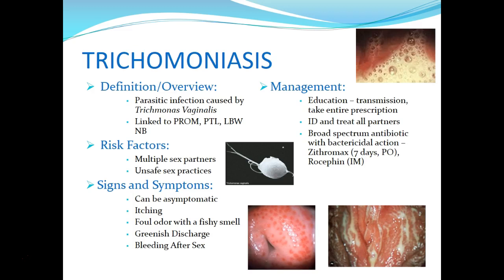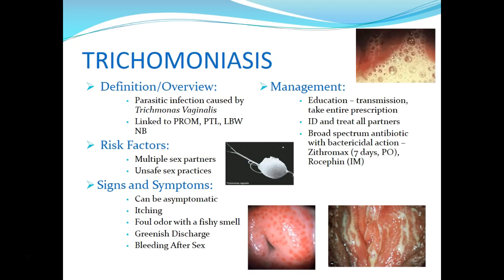Risk factors are the same: multiple sex partners and unsafe sex practices. This can be asymptomatic, but oftentimes you find that trich comes along with itching and a foul odor that has a very fishy smell. It has a very distinct, pungent smell. Sometimes there's a greenish discharge, and sometimes these people will have bleeding after intercourse.